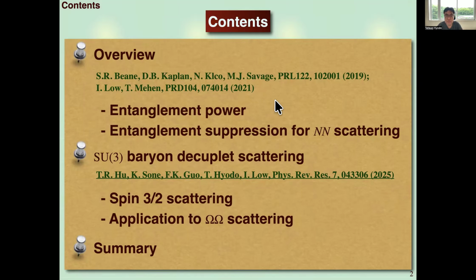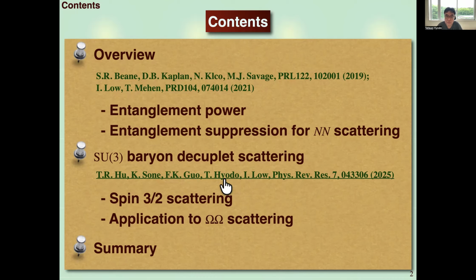So in the former half, I give you an overview of the idea of the entanglement suppression that has been initiated by these papers, taking an example of the two-nucleon scattering. And in the latter half, we present our recent work for the scattering of the spin 3/2 baryon decuplet, which has some phenomenological application to the omega-omega scattering.